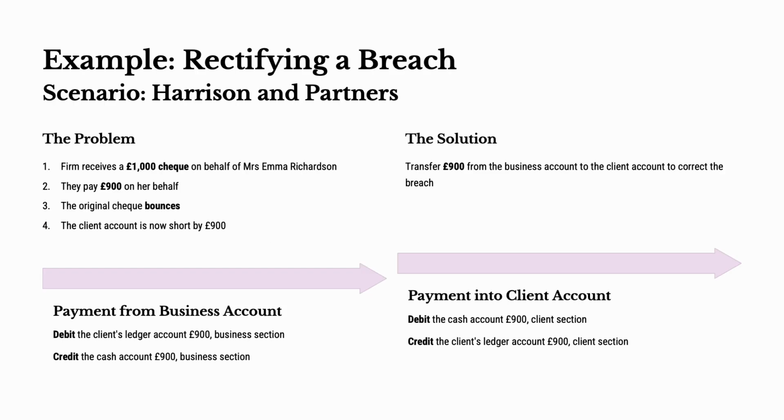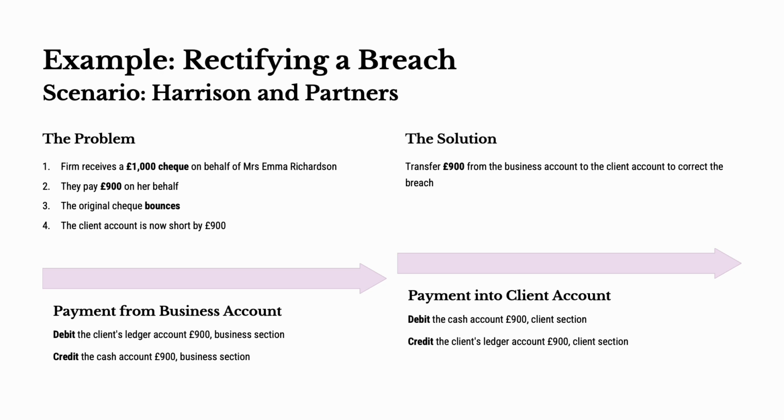So we have an example for rectifying the breach. Harrison and Partners receive a £1,000 cheque for Mrs. Emma. They pay £900 on her behalf, but the cheque bounces. Oh, awkward situation. Now to fix it, the solicitor transfers £900 from the business account to the client account.